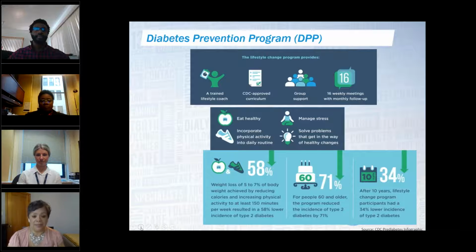So what is the DPP? Many of you may already know, but it's a year-long program delivered in a small group setting to a class of 15 or less participants by a trained coach and on a CDC-approved curriculum focused on supporting healthier eating habits, increasing physical activity, and stress management techniques with the goal of achieving 4 to 7% weight loss. It's been proven that individuals achieving this weight loss can successfully prevent or delay a diabetes diagnosis, that in turn results in substantial long-term savings and healthcare costs.